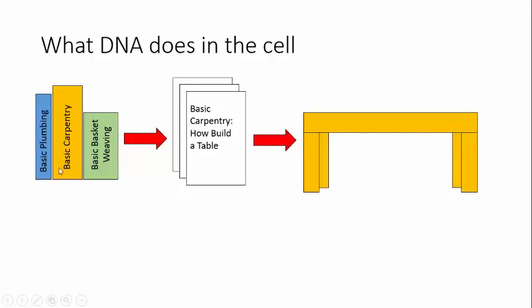Now, the book from the library and my photocopies of the chapter are all information. It's information on how to do something. The table is what the information tells me how to do.